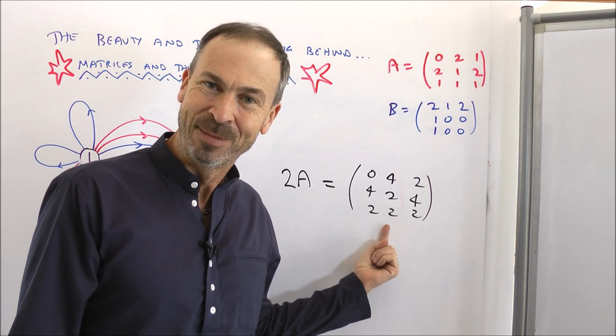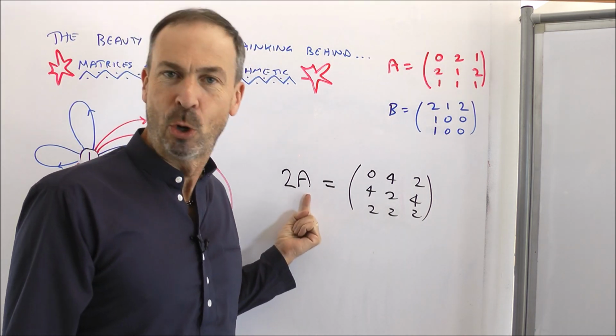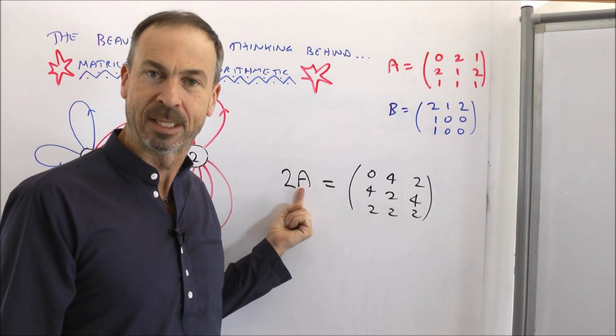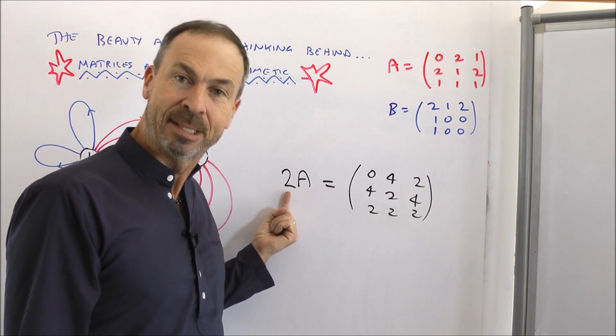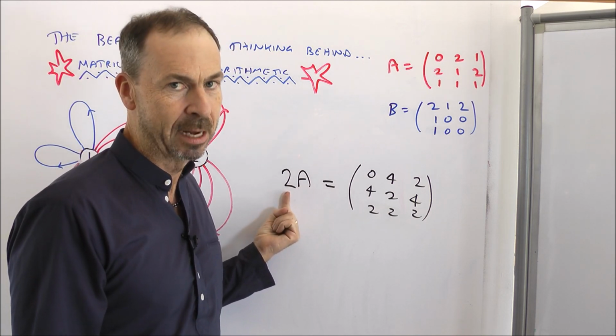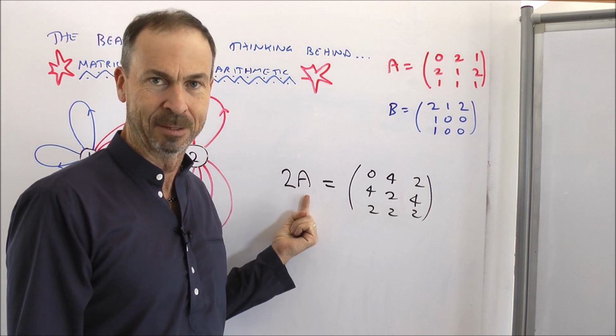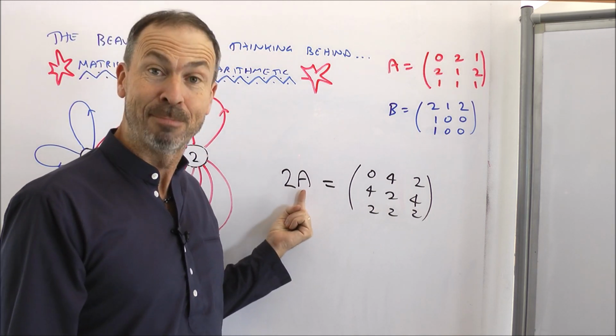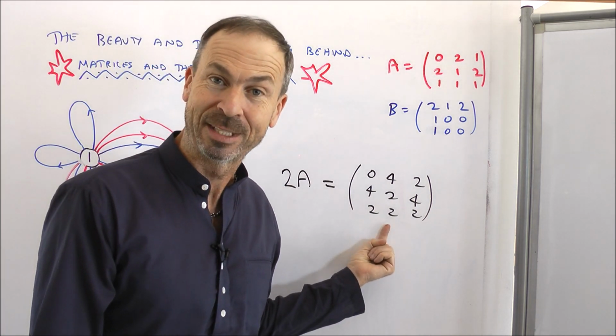Does that make sense? So people call this scalar multiplication. We actually multiply the matrix by something, but we just multiply it by a simple number. People call that a scalar sometimes. This is called scalar multiplication. And it turns out 2A to us means just double all the entries of the matrix A.